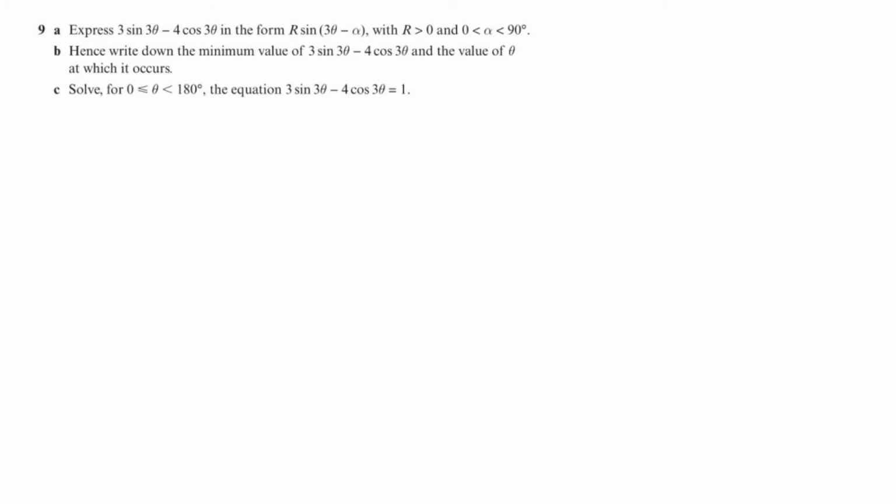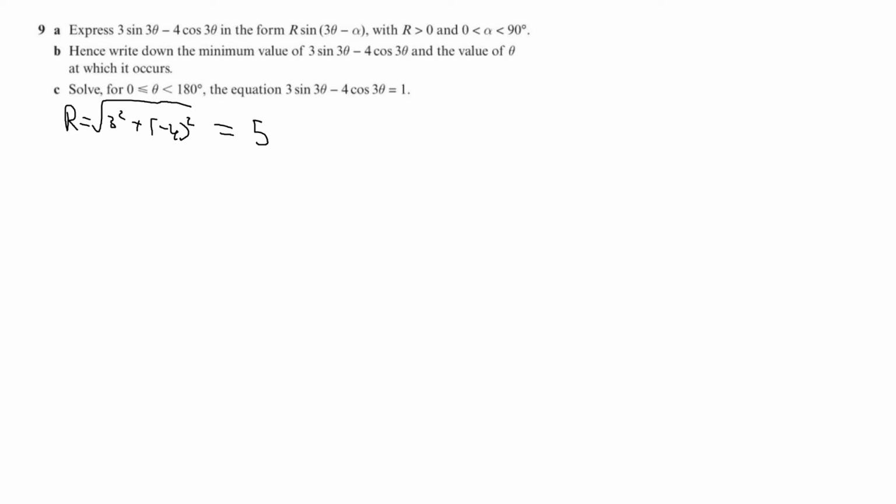Now let's look at this question. Express 3 sine 3 theta minus 4 cos 3 theta in the form R sine (3 theta minus alpha). First thing we're going to do is work out what R is. R is simply going to be 3 squared plus (minus 4) squared, all square rooted, which is equal to 5.